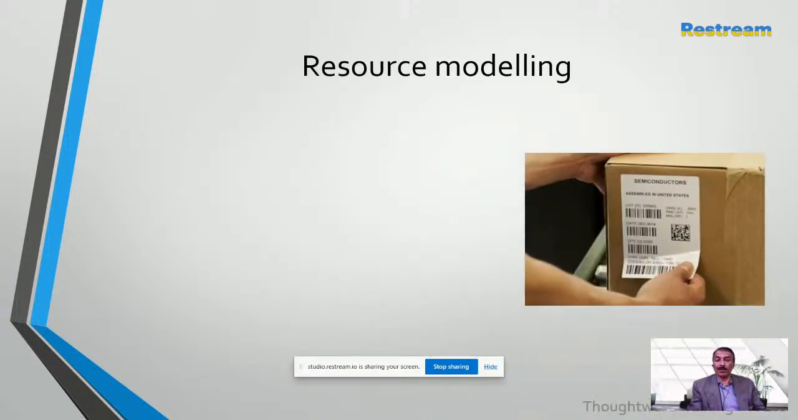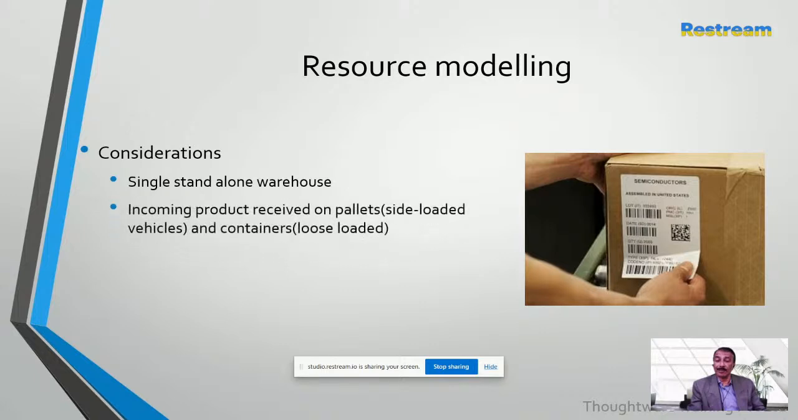Then we have to go for the resource modeling. These are the considerations. For example, it could be a single standalone warehouse, incoming product received on pallets, side loaded vehicles and containers are loose loaded. So the activity could be different if you are receiving this item in a neatly packed pallet condition. If it is a loose item, then extra work will be involved.